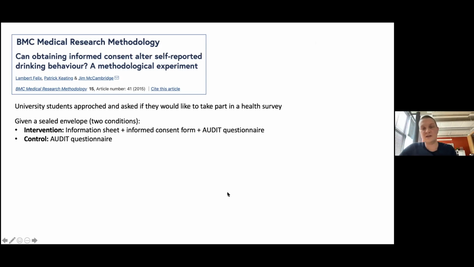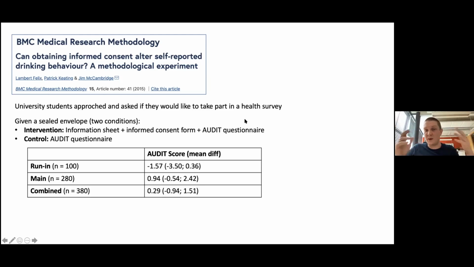This was a study done among university students. University students were asked to take part in a health survey. So they were just asked, would you like to take part in a health survey? There was some screening about alcohol consumption, if I remember. And then everybody that was part of the study got a sealed envelope, and the intervention group in the sealed envelope got an information sheet, an informed consent form, and an AUDIT questionnaire. The AUDIT questionnaire measures alcohol consumption. The control group just got the AUDIT questionnaire, so they never got the information sheet and the informed consent form.